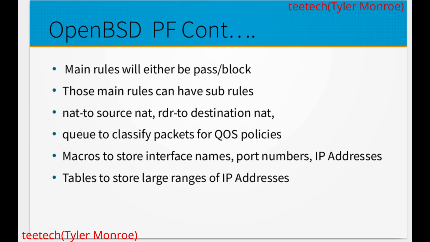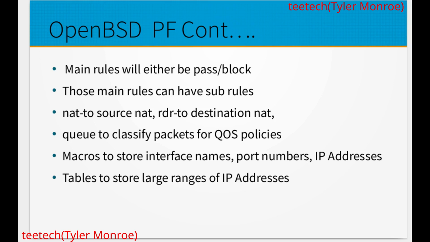So we can have the action of nat-to. That is our source NAT. This would be the equivalent of NAT overload if you use Cisco IOS. Essentially, it just makes a bunch of private IPs appear to be coming from one public IP.